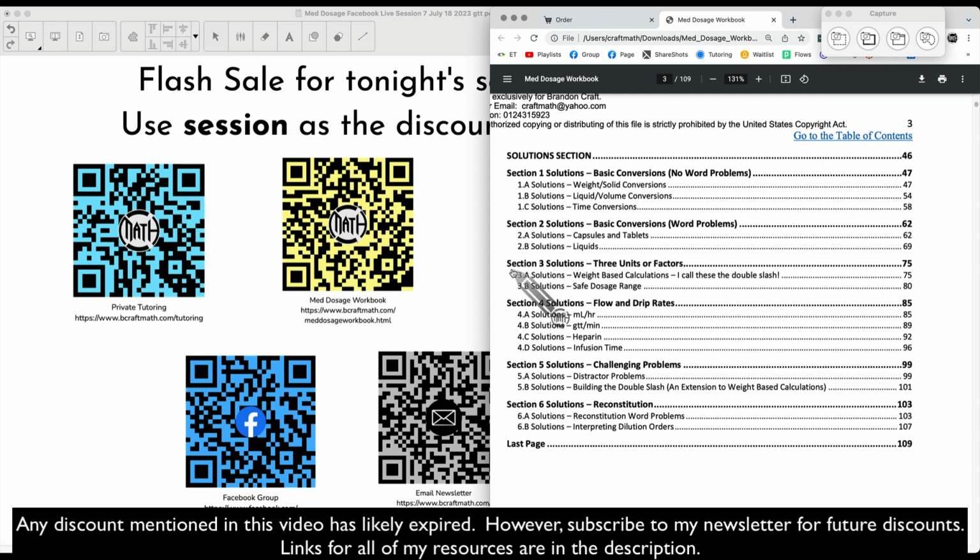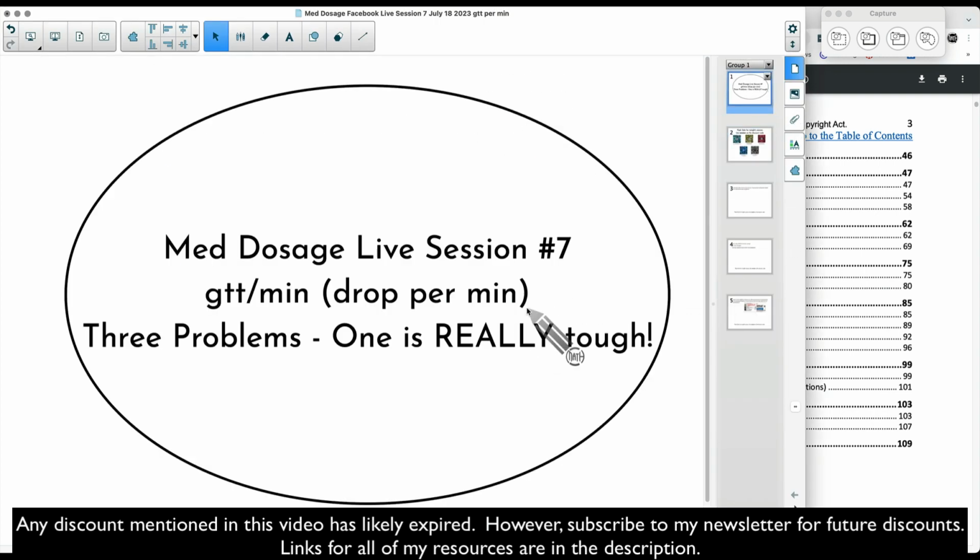And I'm not going to show you desired over half, because there is a problem tonight, and I think I even mentioned it. Three problems, and one of these is really tough because it requires so many daggone conversions. And if you try desired over half or some formula approach, I think it's more trouble than what it's worth.